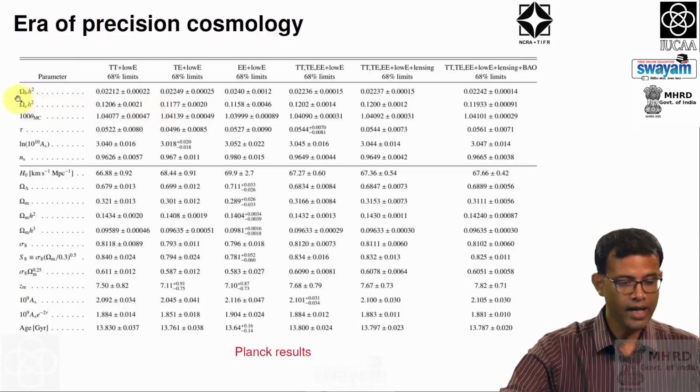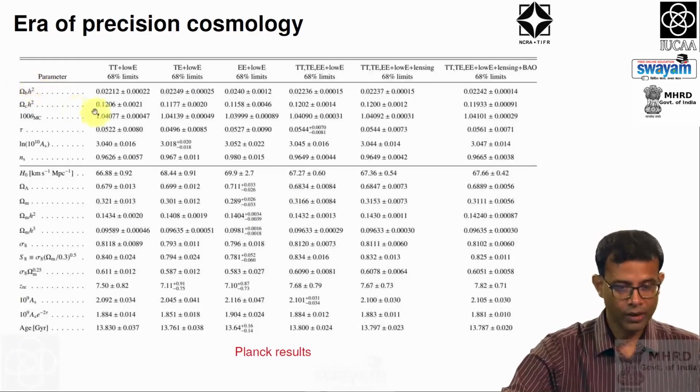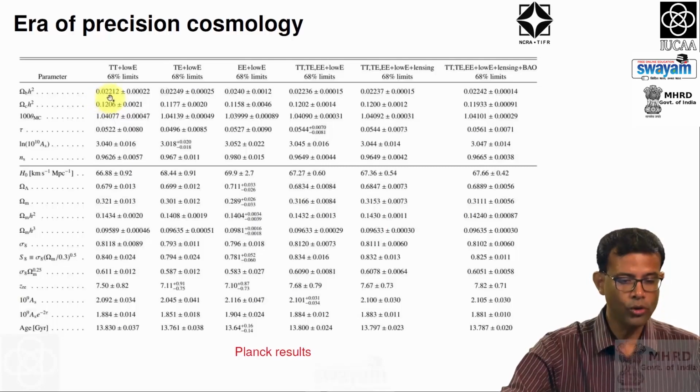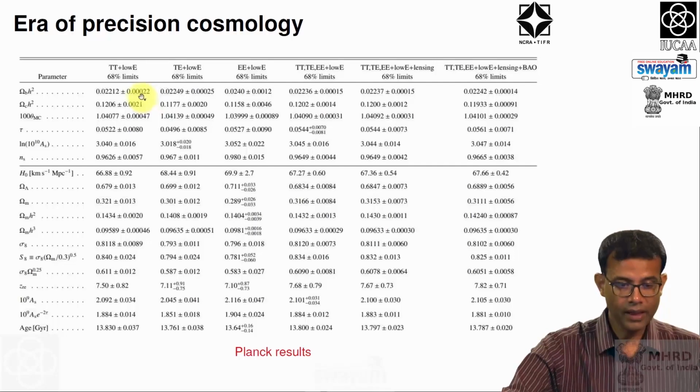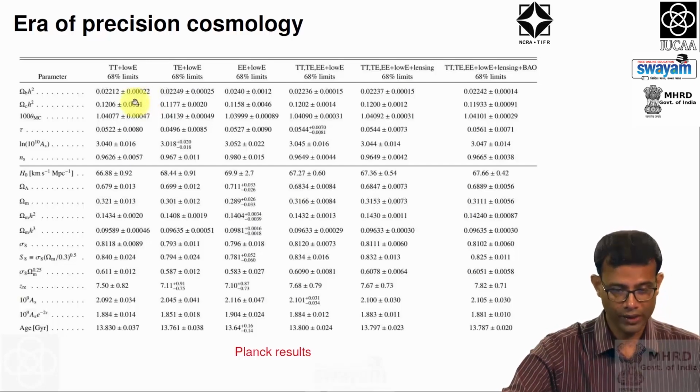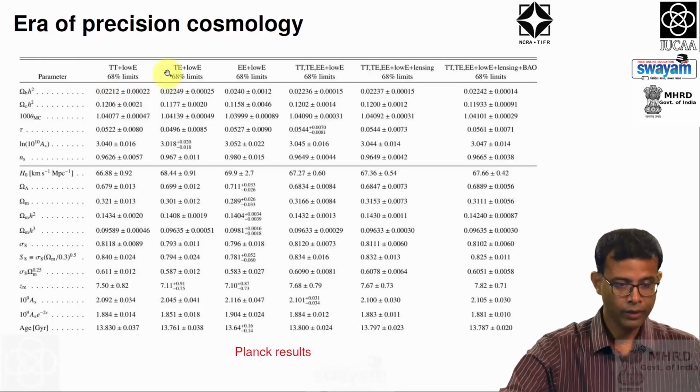For example, you can ask what is the constraint on omega b times h square. You can see the best fit value is somewhere around 0.022, but look at the error bars. Error bars are now 0.002 after the decimal. Okay. So, you can see how precise the measurements have become.